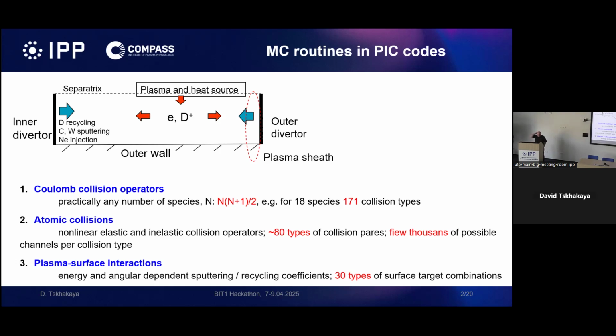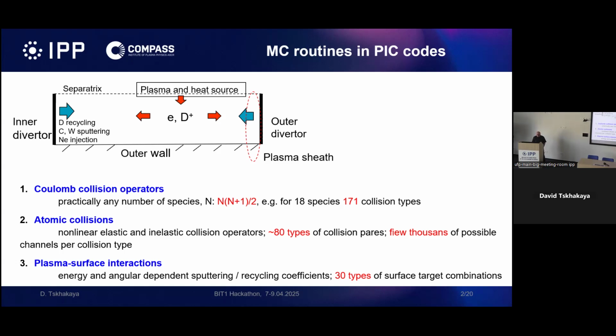And I want to say these are not very simple operators, because in one case, when I have 18 charged species, in reality, you have 171 collision types. So we have had 171 Coulomb collision cases, and the code is handling these without any problem. Of course, it takes longer, but it's not limited.